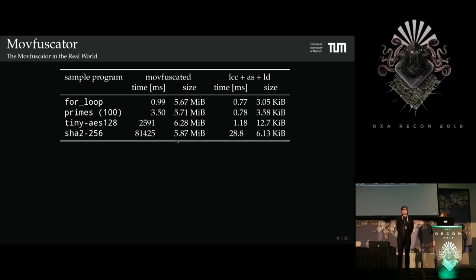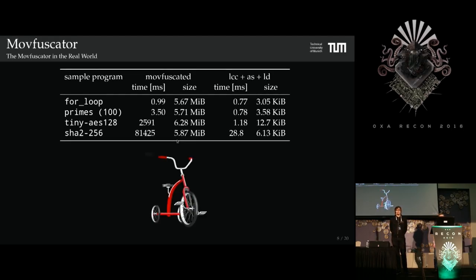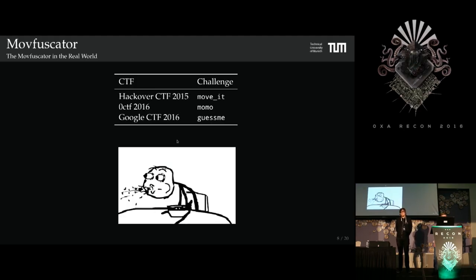So our thought when we saw that was, well, it's quite cool, but it's also very slow, right? So who would ever in any productive way use that obfuscation technique? Yeah, and of course, we forgot about CTF organizers. It didn't take long until challenges appeared during CTFs, where people thought it was a nice idea to torture CTF participants and throw Movfuscated binaries at them.